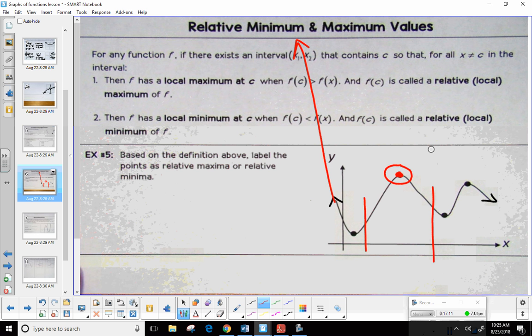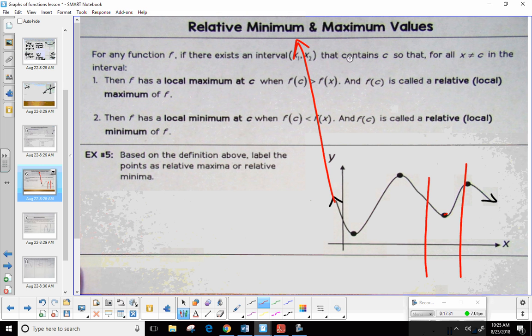All right? And the same thing applies for the valleys. I kind of think of these as mountaintops and the valleys. If I take an interval here, okay, he's definitely not going to be the smallest, but on that interval, he is the smallest. So we call him the relative minimum. Does that make sense? Okay.